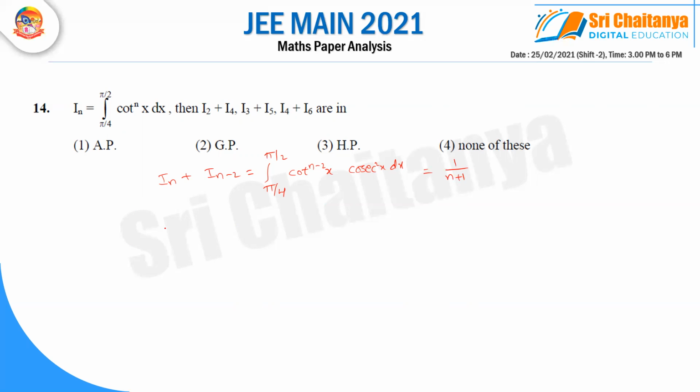So now the given terms are, here you can see these are my n's. Why? Because I'm writing In plus In minus 2. So 1 by 5, 1 by 7, sorry, 1 by 6 and 1 by 7. So these three are in HP. So my answer will be the third option.